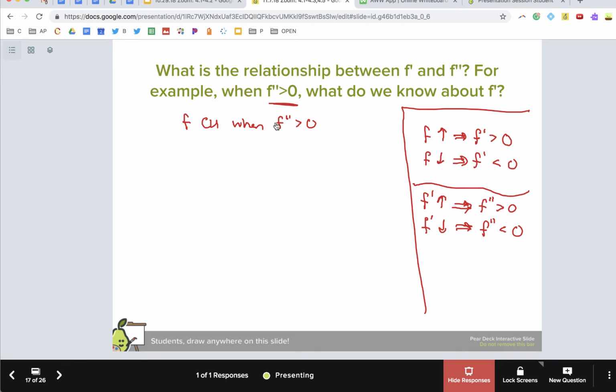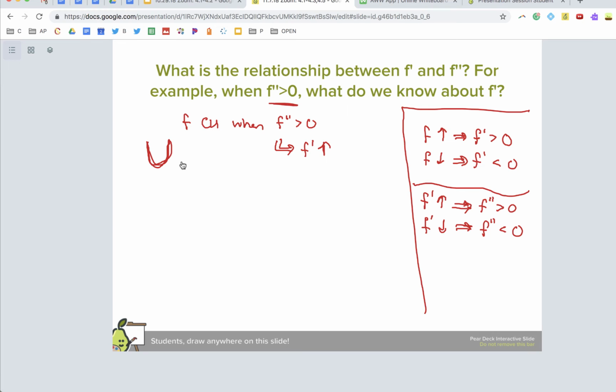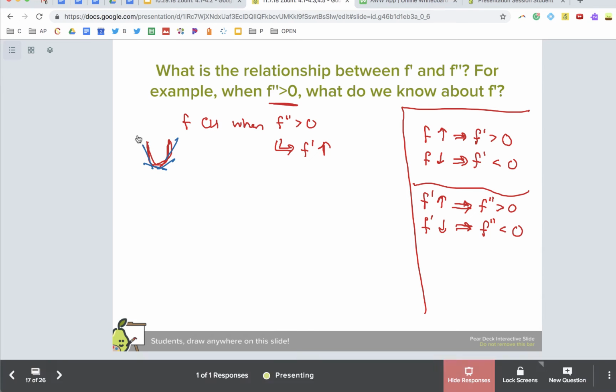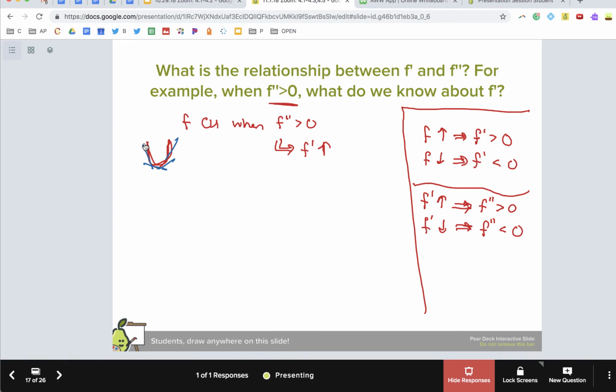So f double prime is greater than 0. F double prime is greater than 0 means what about f prime? It means f prime is increasing. Okay? And what does f concave up mean anyway? F concave up is a function like this, right? What's happening to the tangent lines? They are going from negative to positive, but they are actually increasing in value, right? The slope, maybe it was -5, then it became -2, then it became 0, then it became 2, then it became 5. The value of the slope is getting bigger.